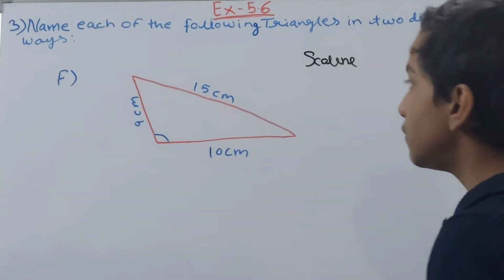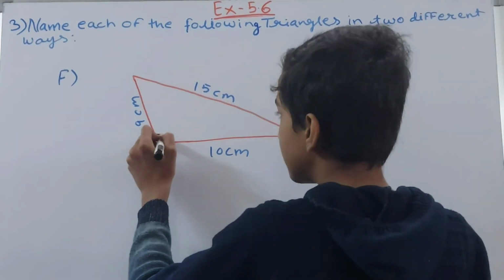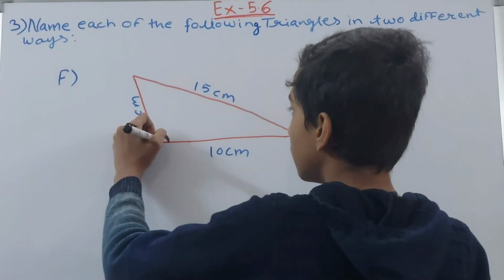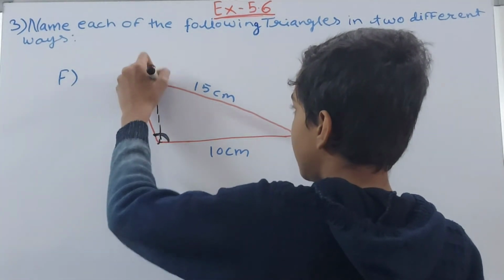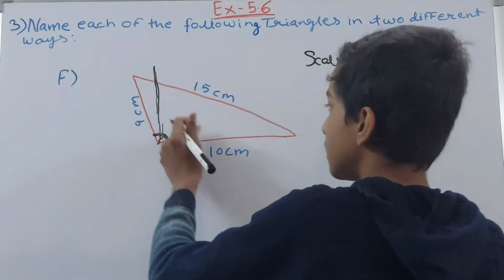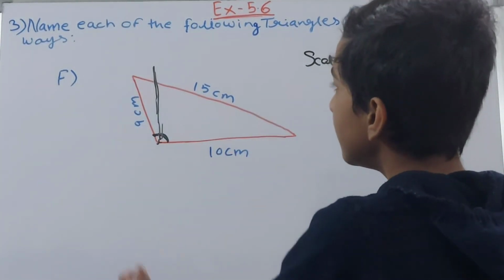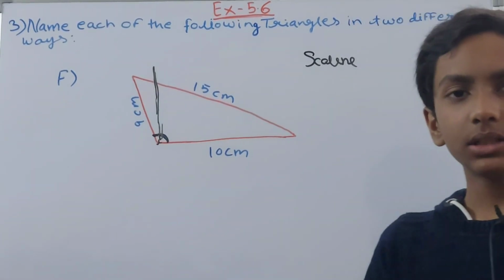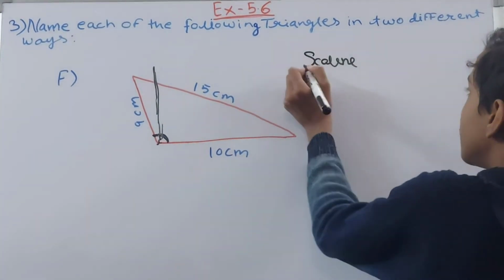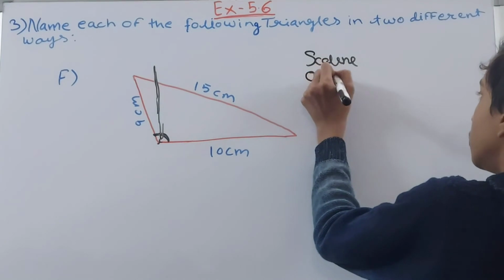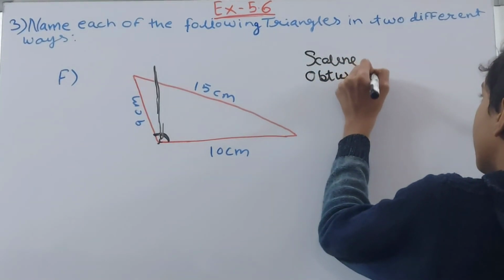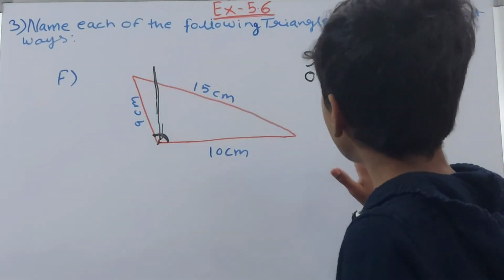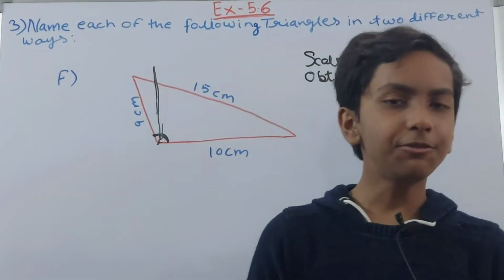And second, if you see the angle, this is the angle here, right? And you can see it is more than 90 degrees. How? If I make an L like this, this is basically 90 degrees and it is going beyond it to the left. So it is more than that. That is an obtuse angle. So it is also an obtuse angle triangle. If you want to say triangle, you can write here obtuse angle triangle.